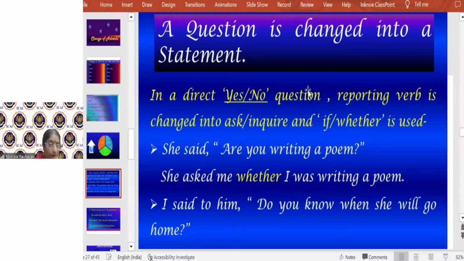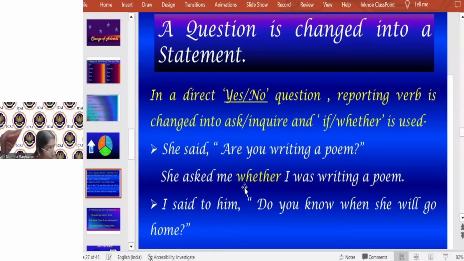She said, are you writing a poem? She asked me whether I was writing a poem. Now, if or whether should be used while you change question sentences. Yes, wished is a reporting verb. Okay, this is for Pankaj.